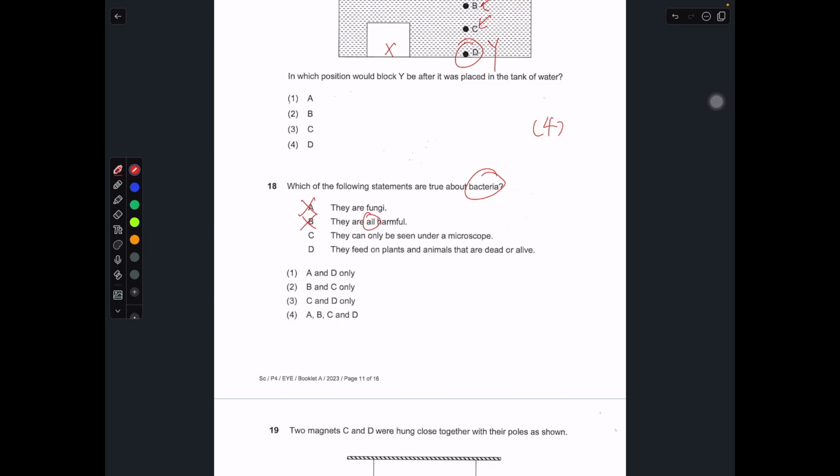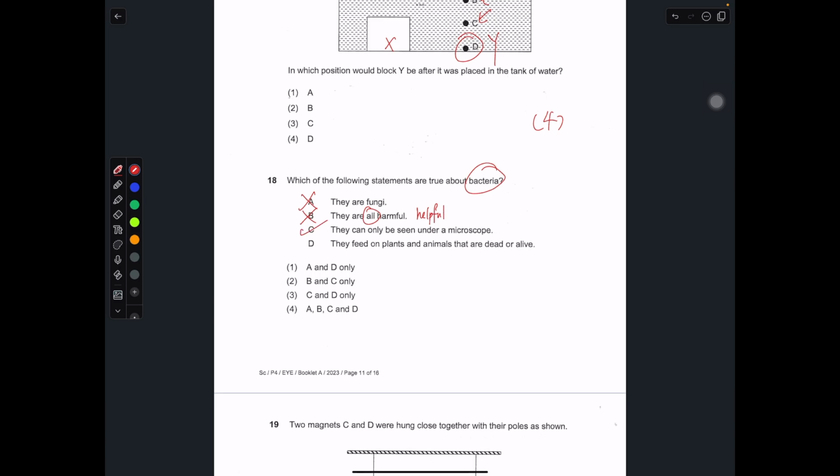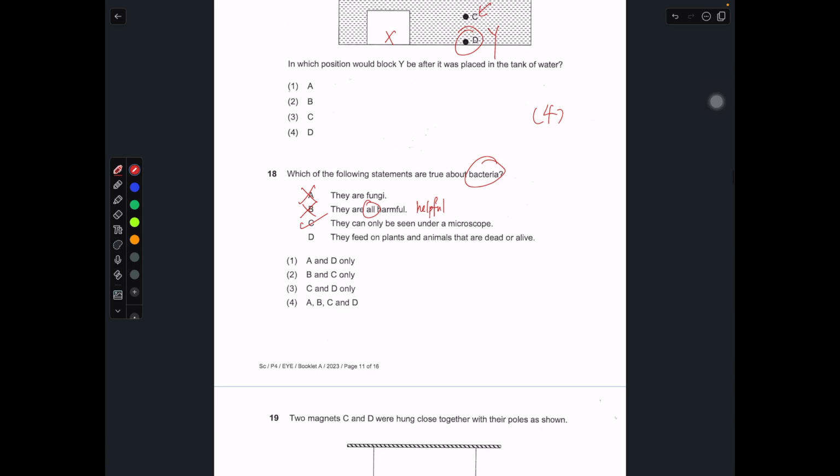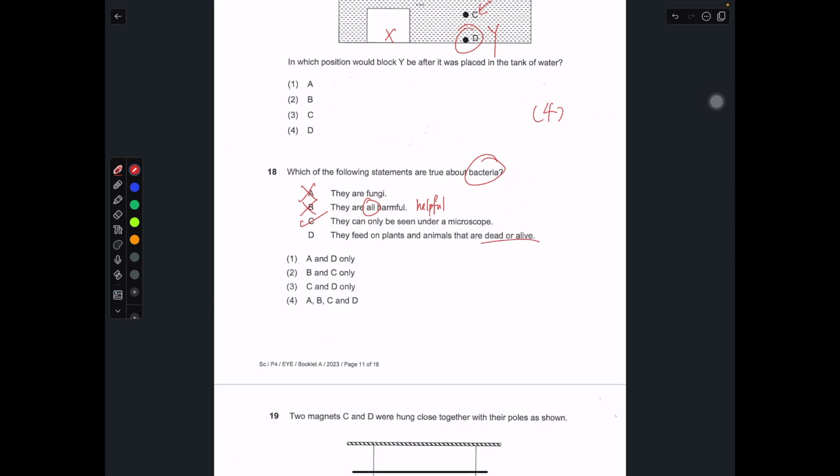The keyword is "or". That's why we disagree, because some can be helpful. They can be seen under a microscope. Yes, because they are very small to be viewed by our naked eye. They feed on plants and animals that are dead or alive. Yes, that's correct. So number 3 is correct.